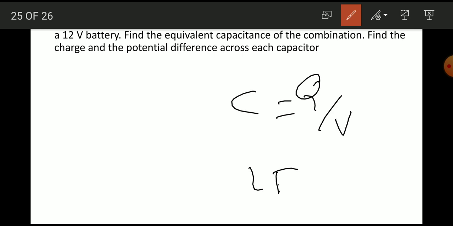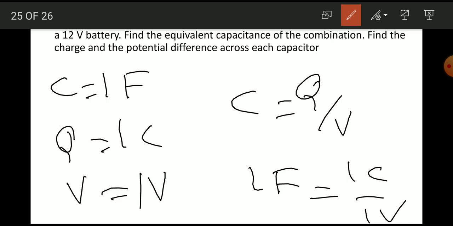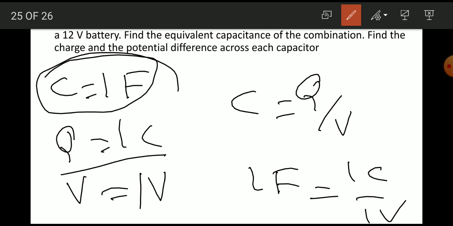1 farad is equal to 1 coulomb divided by 1 volt. The capacitance of a capacitor is said to be 1 farad if a charge of 1 coulomb flows and produces a potential difference of 1 volt.